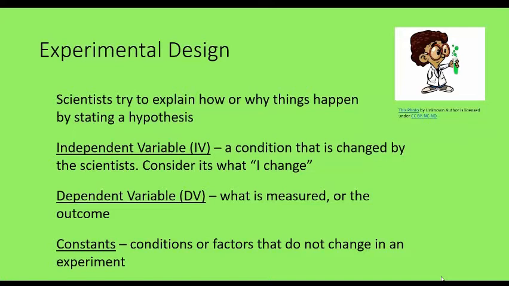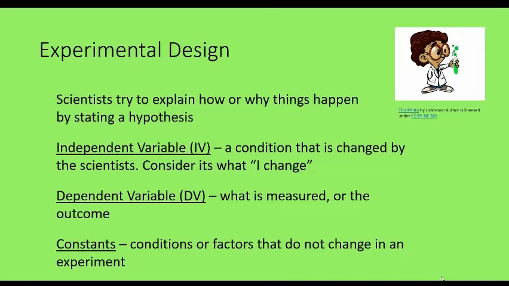Okay, experimental design. Scientists are trying to explain how or why things happen by stating that hypothesis. Hypothesis is a testable question. Now, parts of the experiment include the independent variable, or the IV. This is the condition that is changed by the scientist. When you are thinking about this, consider, what did I change in the experiment? Okay, so independent variable, what did I change? The dependent variable, or the DV, is what is measured, or the outcome. Like, how tall did my plants grow? Okay? So it's whatever you are measuring.